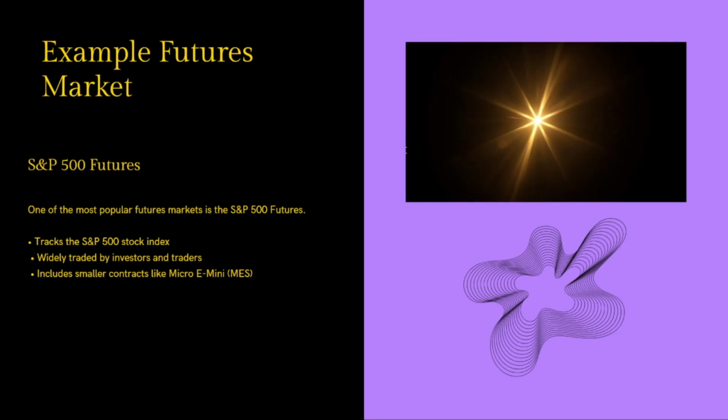All right, so let's look at an example of an actual futures market. Now, one of the most popular futures markets that traders participate in is the S&P 500 futures market. The S&P 500 is an index that tracks the performance of 500 of the largest companies in the United States, including companies like Apple, Microsoft, Amazon, and many others that a lot of us are familiar with. So instead of buying individual stocks, traders can trade futures contracts that follow the overall movement of the S&P 500.